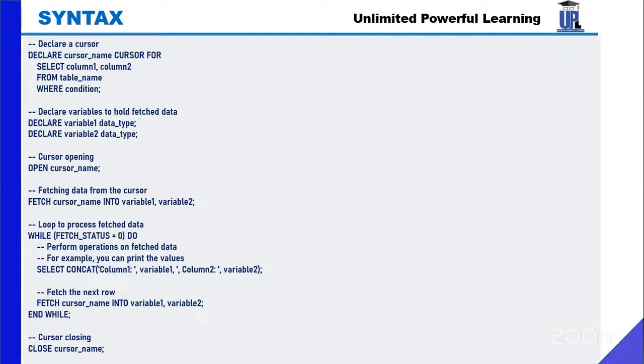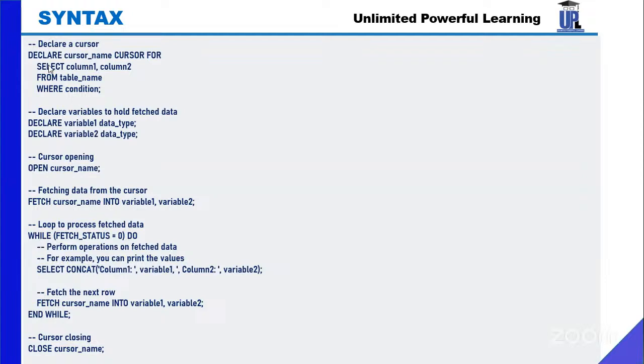Let us try to understand how exactly we are going to build it. First you have to understand the declaration part, then opening the cursor, then how you fetch the details, and then how you check whether the cursor has reached the end of the data or not. We perform some operations in a while loop, and then we close the cursor. These are the standard steps we follow when writing a cursor.